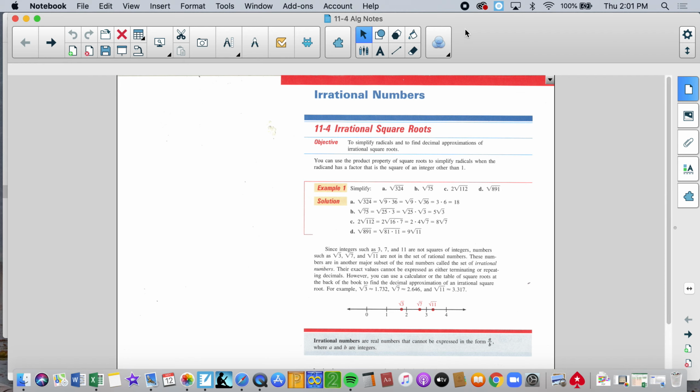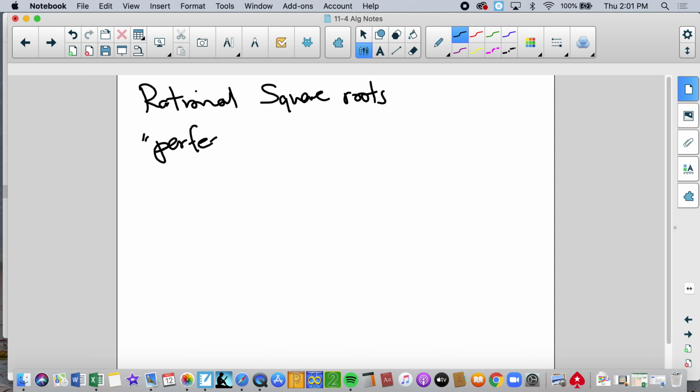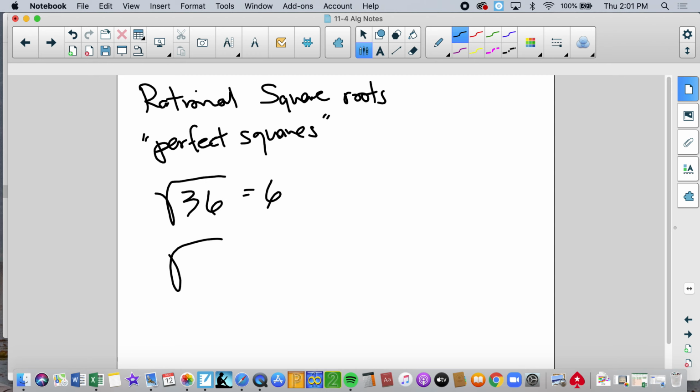All right, so we dealt with rational square roots, a group of rational square roots. Some of them are perfect squares. Perfect squares produce rational square roots. So the square root of 36 equals 6. The square root of 49 equals 7.